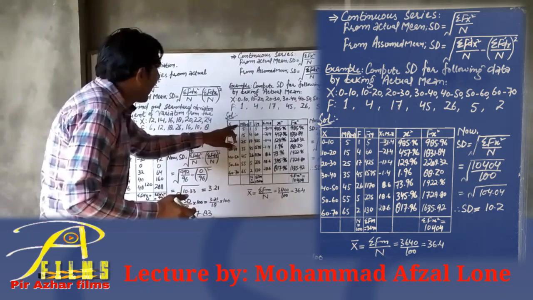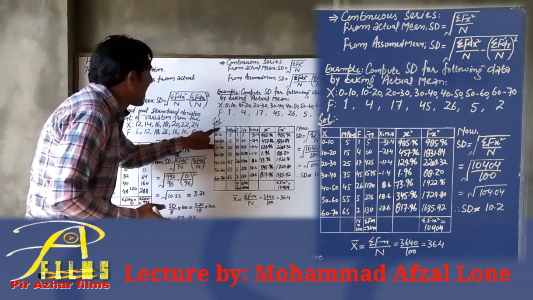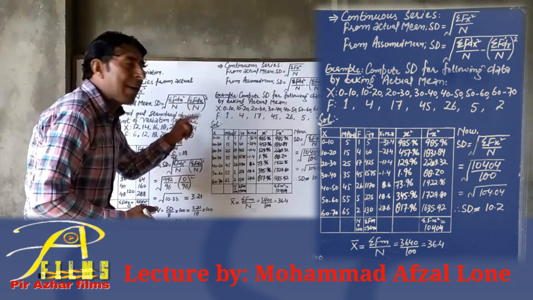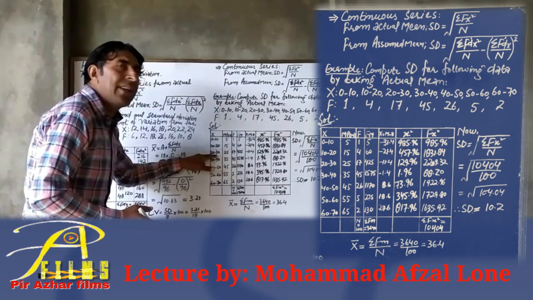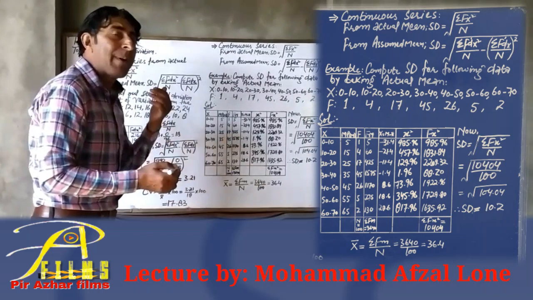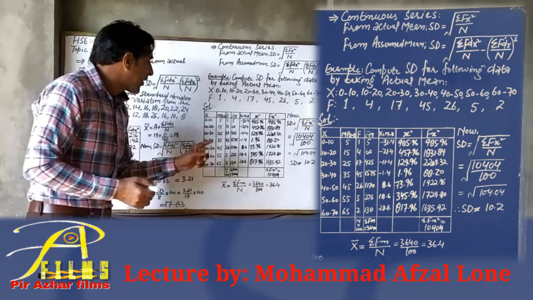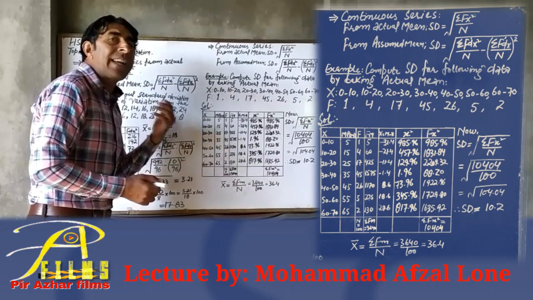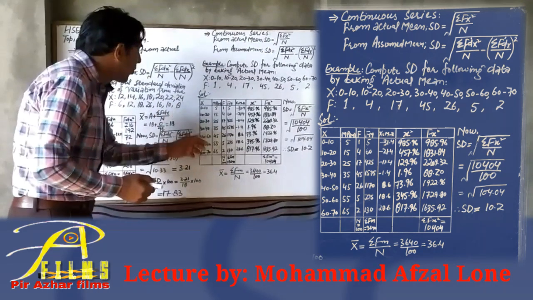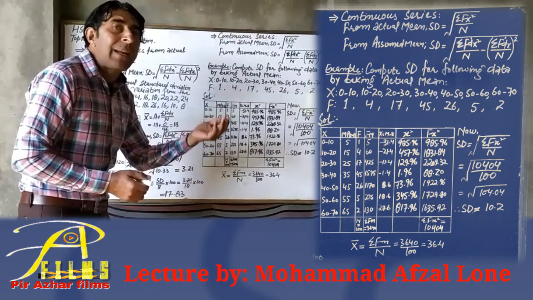So here in the second column we have MP, or you can say M, the mid value. 0 plus 10 is 10, divided by 2, which is 5. 10 plus 20, that is 30, divided by 2, it is 15. 20 plus 30, it is 50, divided by 2, 25. 30 plus 40, it is 70, divided by 2, that is 35. 40 plus 50, it is 90, divided by 2, that is 45. 50 plus 60, it is 110, divided by 2, 55. 60 plus 70, it is 130, divided by 2, it is 65. So we get the mid values by adding the lower limit with the upper limit divided by 2.